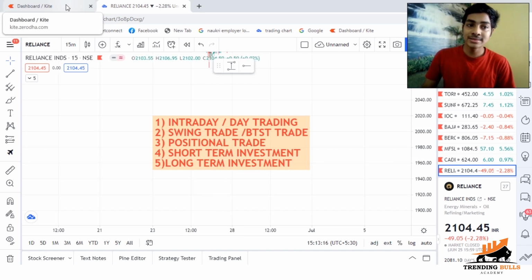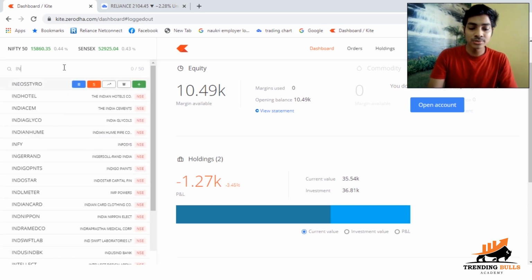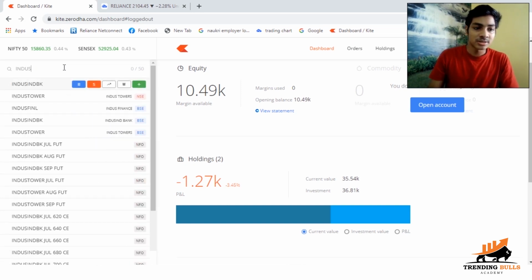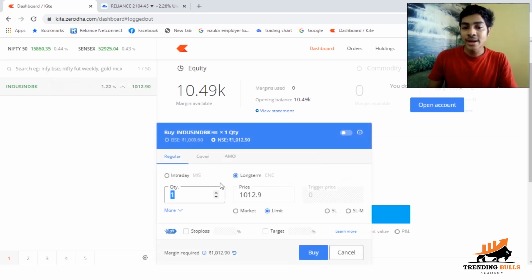So I'll take you to my demat account. This is the demat account interface. Let's say I want to buy a share. What I do here is I go to the search engine and type the share name. For this example, let's say I want to buy IndusInd Bank share. I click on it, and it gets added to my watch list. Here I click on buy, and then I click on long term under regular. Okay, long term. Here we add the quantity.